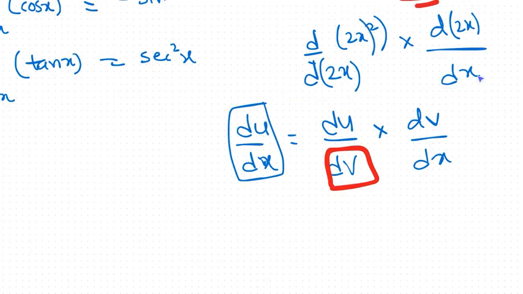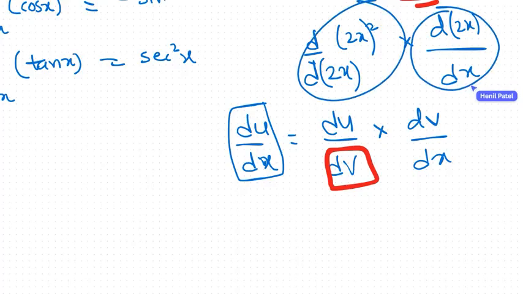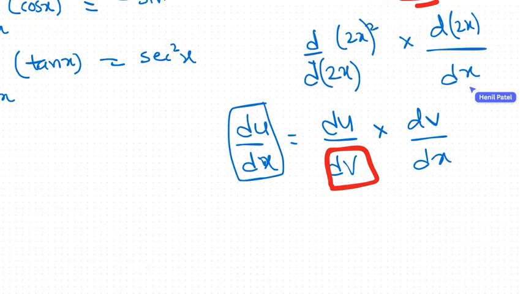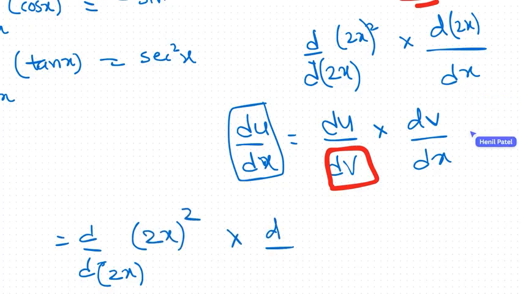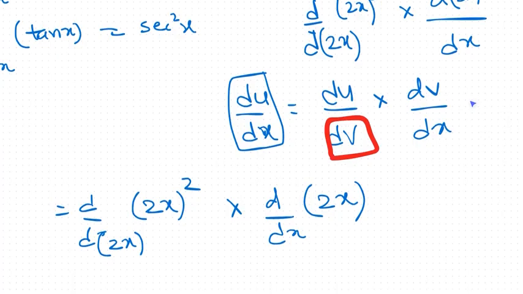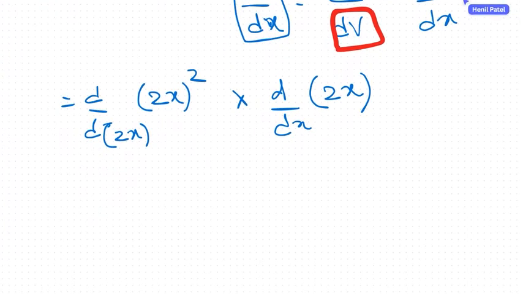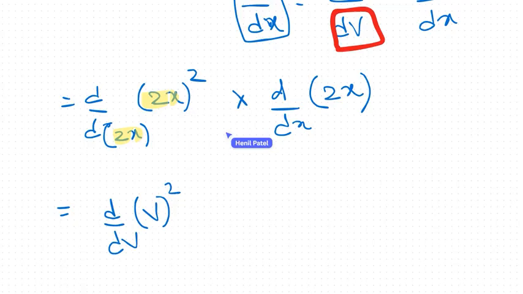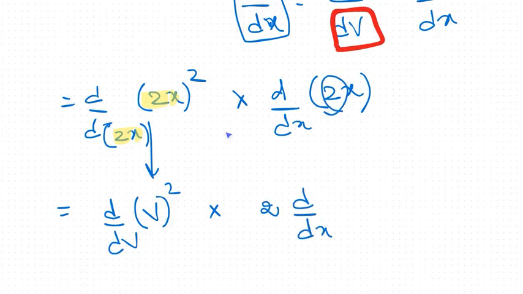Okay. So let's discuss that. This into this. Answer will be this into this. So d by d2x of 2x square multiplied by d by dx of 2x. The 2x will be cancelled out. So these two are the same things, right? It's like d by dv of v square only. And in 2x, this constant comes out. 2 into d by dx of x.